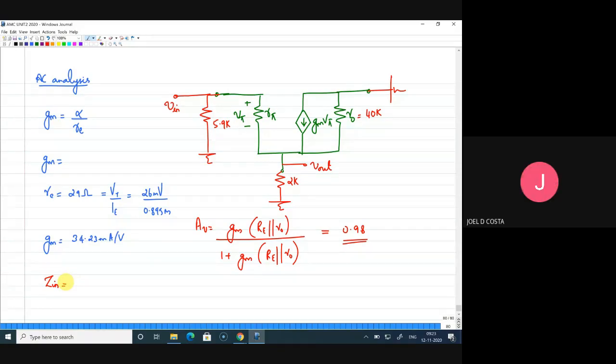So beta plus 1, RE plus RE. Remitter resistance. Yeah, so what is input impedance? Input impedance is the impedance seen from this side, right?